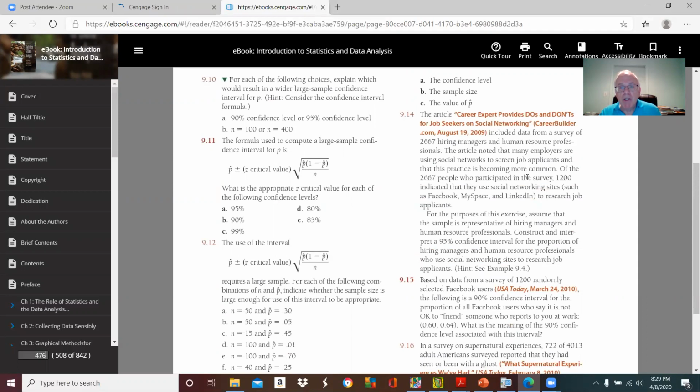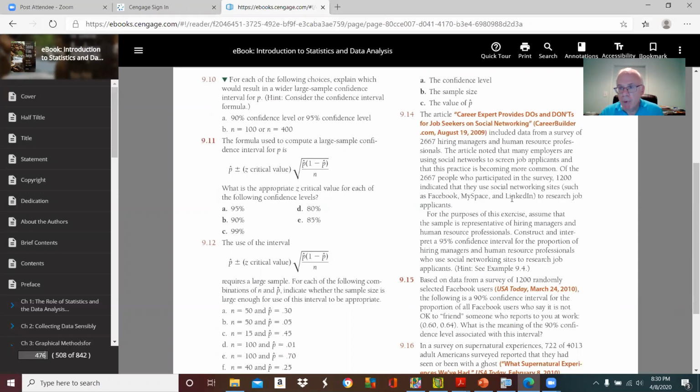The article about career expert provides do's and don'ts for job seekers. All right. So we have data from a survey of 2,667 hiring managers and human resource professionals. The article noted that many employers are using social networks to screen job applicants, and that this practice is becoming more common, like Indeed, right? Of the 2,667 people who participated in the survey, 1,200 of them indicated they are using social networking sites such as Facebook, MySpace, and LinkedIn to research job applicants, okay?